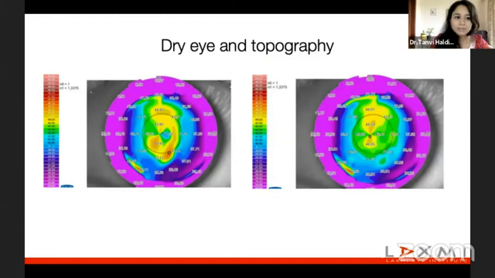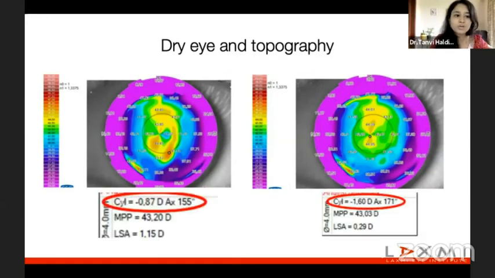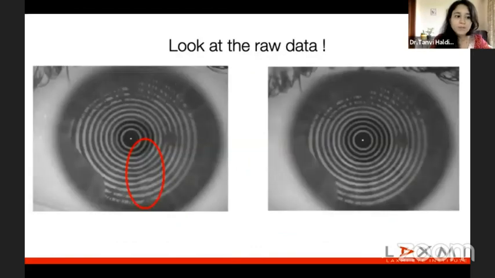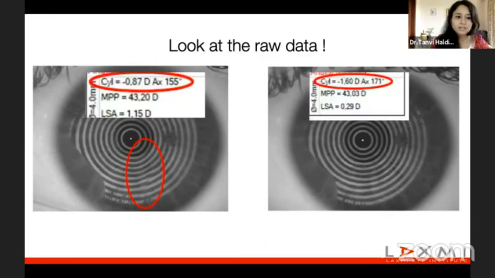Let's look at some examples of how dry eye affects our measurements. This is the topography scan of the same eye, but showing two separate cylindrical errors as well as different axes, taken a few days apart. In such eyes, it is a good idea to go back and look at the raw data to see if the quality of the mires is good or not. In this case, you can see on the left it shows irregular mires. There is a sign of dry eye. There is a dry spot there. But what's to note is that both these images will give us some reading. So if we haven't gone back and looked at the raw data, we don't really know whether it was a good quality scan or not, and we may choose the wrong scan.